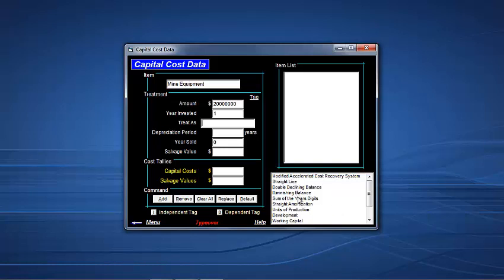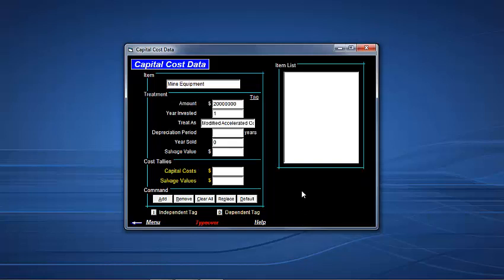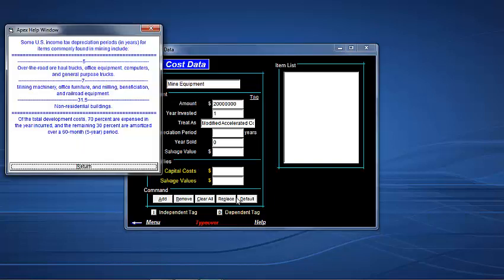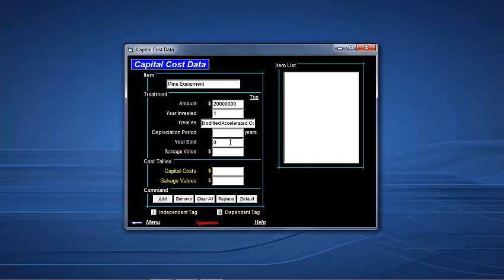Straight line, double declining balance, diminishing balance, sum of years digits, straight amortization. You can see all the methods available. Most of these variations are used worldwide, so the program can be used in a variety of countries. In this case, we'll treat our mine equipment as using a MACRS approach. Again, the help screen will give us some information as to depreciation periods. Mining machinery has a 7-year depreciation period, which we'll enter. And then we'll add that to our analyses.